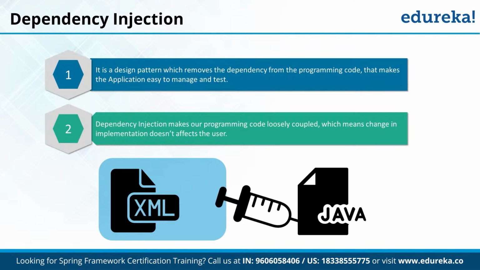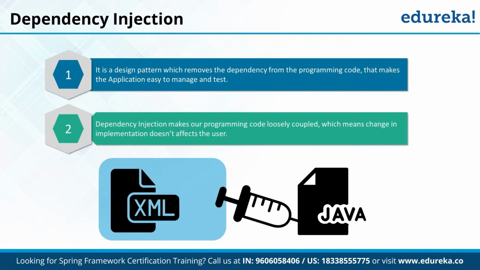So guys, it's a design pattern which will remove the dependency from the programming code. That's going to make the application easy to manage and test. Dependency injection makes our programming code loosely coupled, which means any change in the implementation of one will not affect the other, right. So that's what we need to achieve.